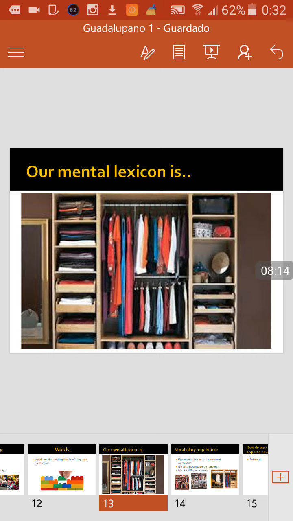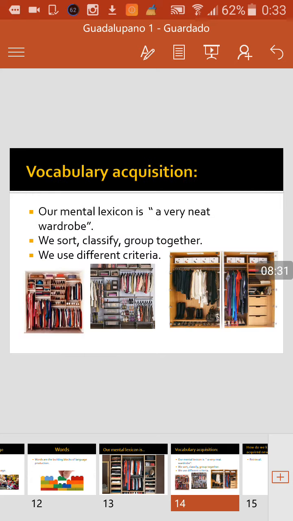So this is clearly saying that every time we learn new words, we classify and sort and put things away following a given criteria. Now, this criteria will vary from individual to individual. So our mental lexicon is a very neat wardrobe. We sort, classify, group together, and we use different criteria.